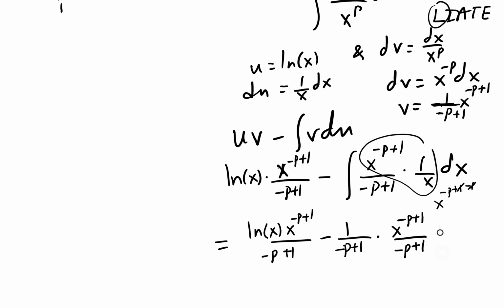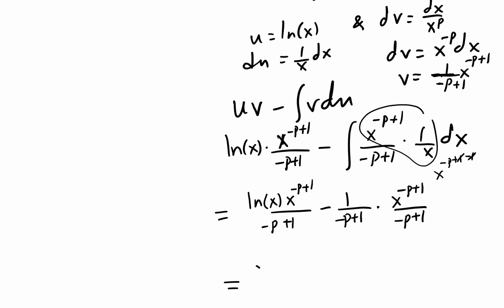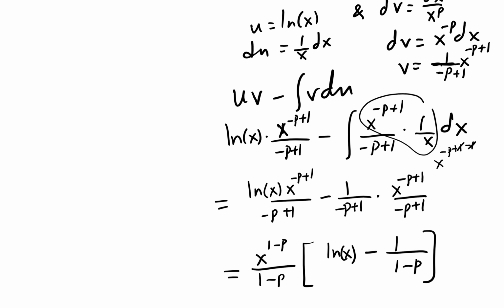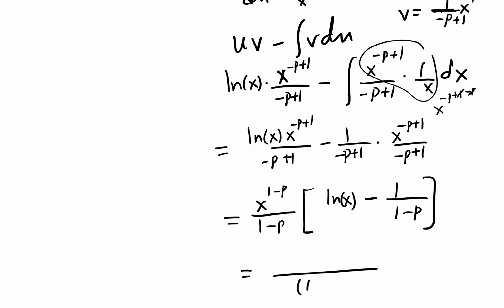So then, for simplicity, I can factor x and make it 1 minus p. Factor 1 minus p as well. That leaves natural log of x only there, minus 1 over 1 minus p. And if you want to combine them, if you like, 1 minus p squared, then you got 1 minus p times ln of x minus 1.